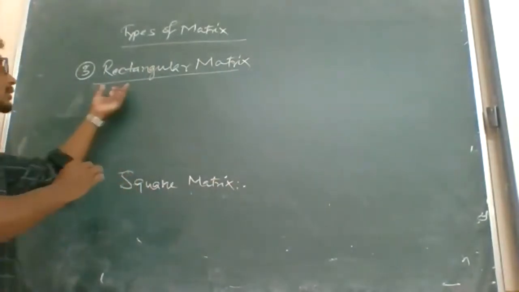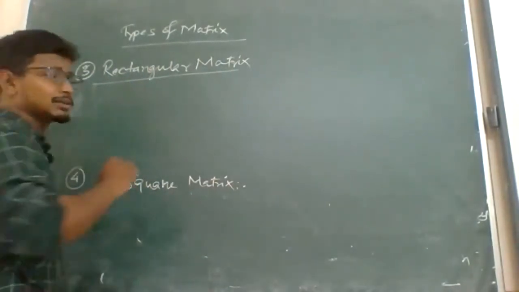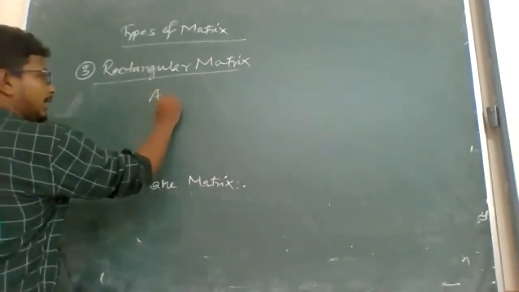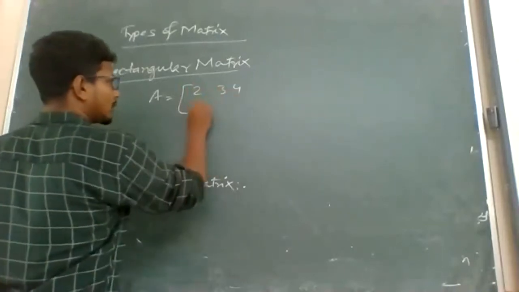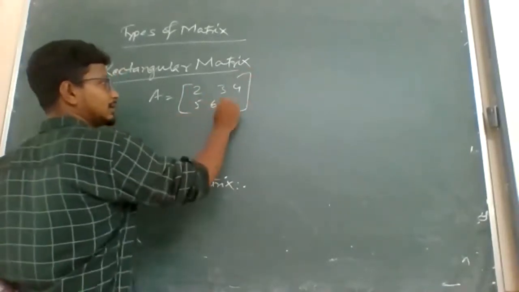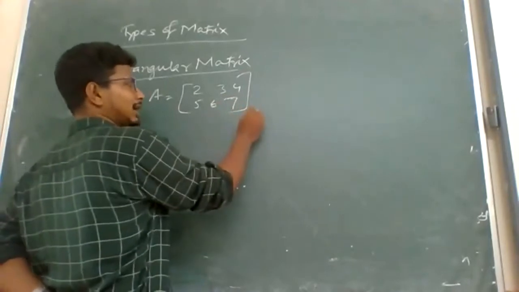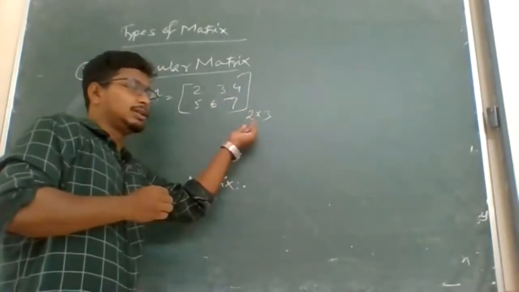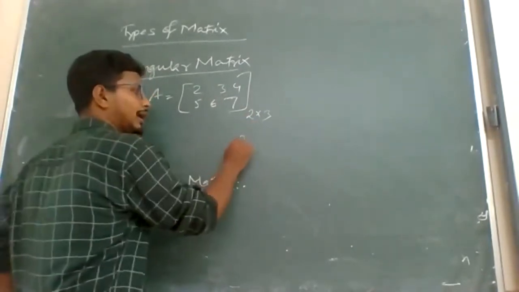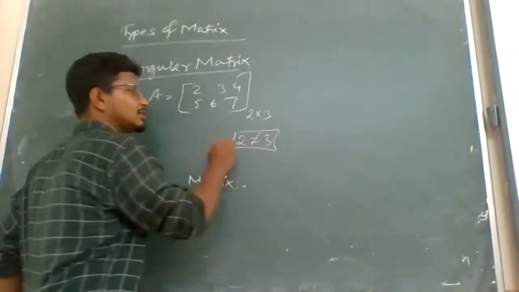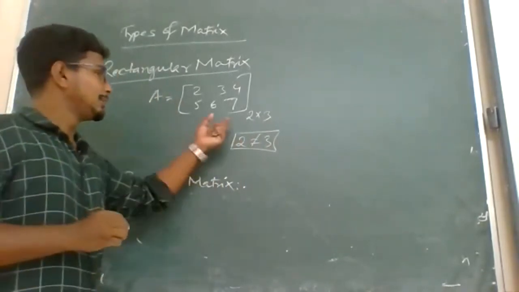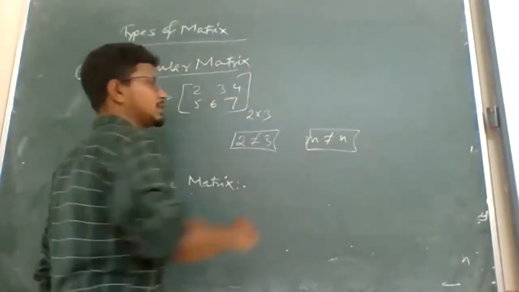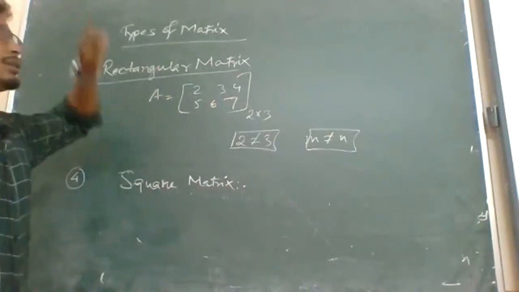Now let's come for the next third type, that is rectangular matrix. By the name itself, it's very easy to give the definition. The matrix where the elements are 2, 3, 4, 5, 6, 7. You can see here what is the order here. The order of the matrix is 2 by 3. You can see the number of rows and number of columns is not equal. Yes, the matrix where number of rows and number of columns will not be equal is known as our rectangular matrix. Is it clear?